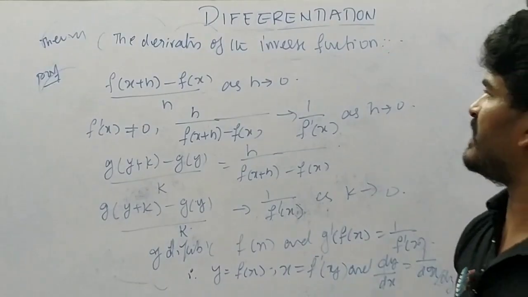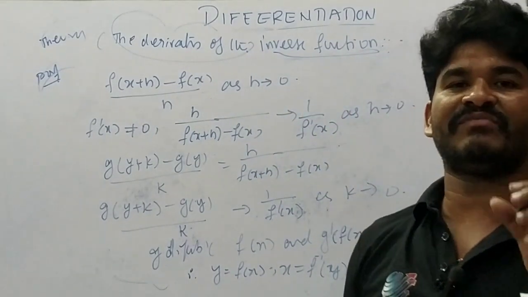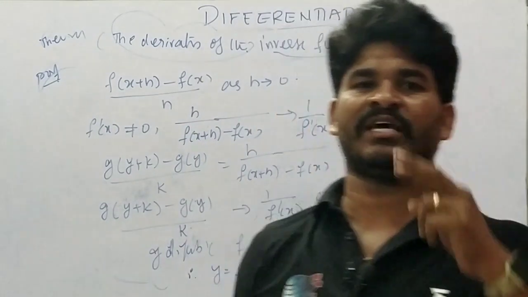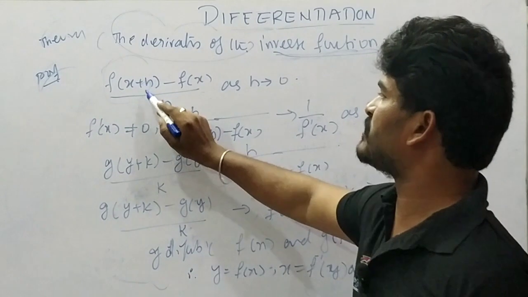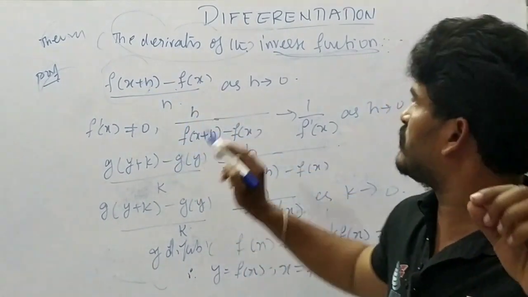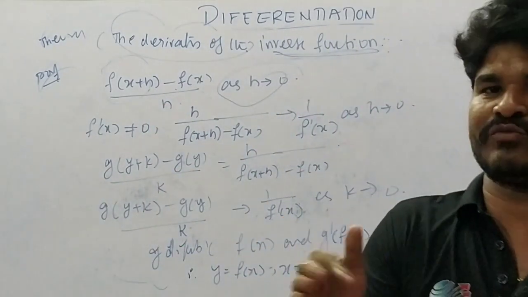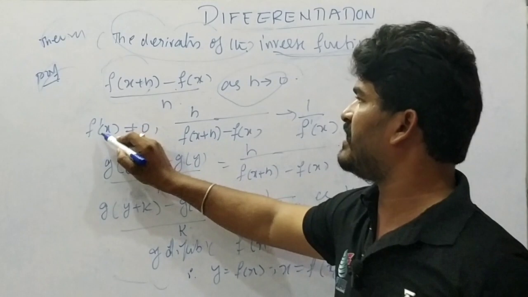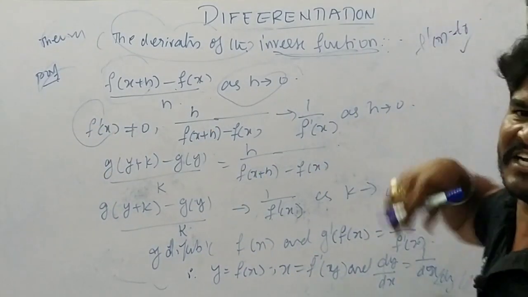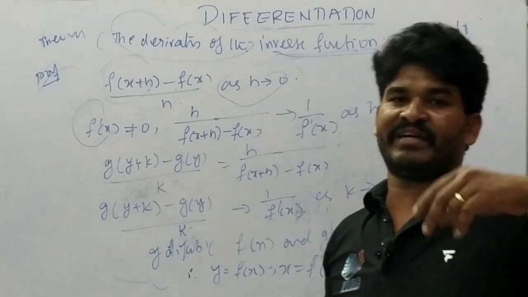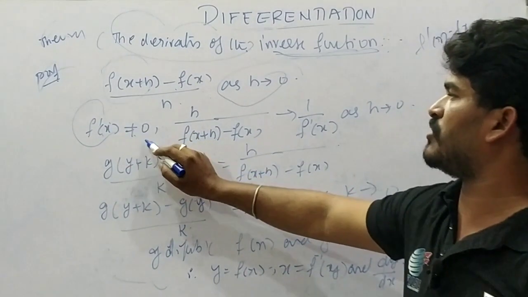Okay, so the next theorem is the derivative of the inverse function. Whenever they give two functions, we will discuss what the derivative of the inverse function is. So what the proof is: f of x plus h minus f of x divided by h, where h tends to 0. Whenever we apply the limit of h tends to 0, this is a condition. Therefore, we know that f dash of x is not equal to 0.